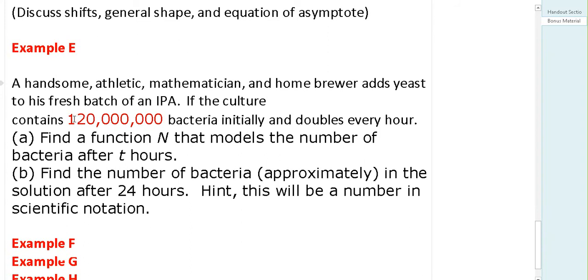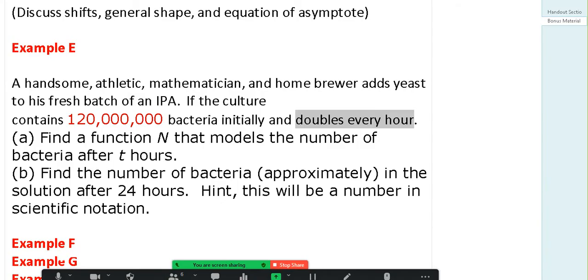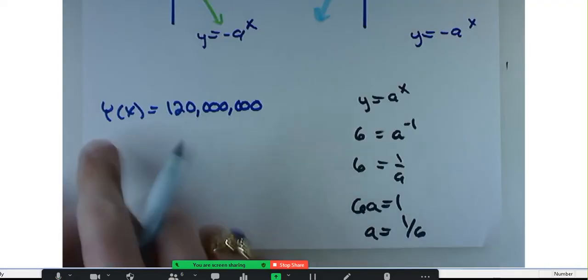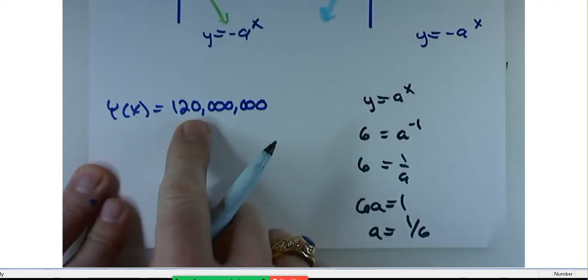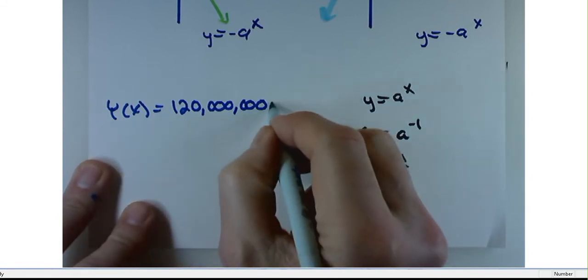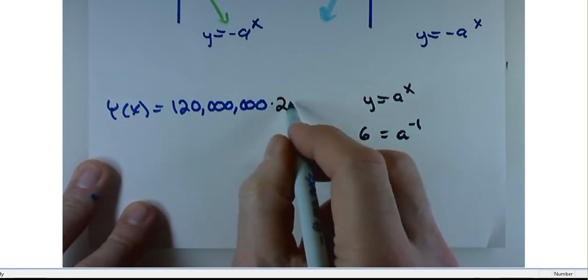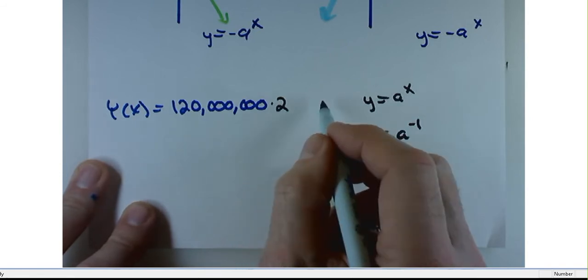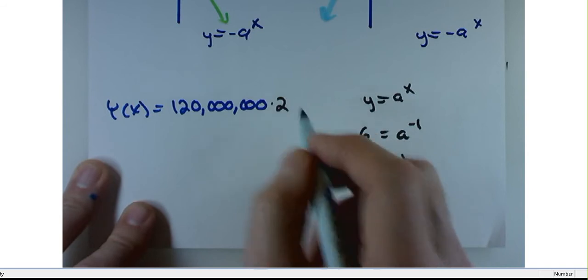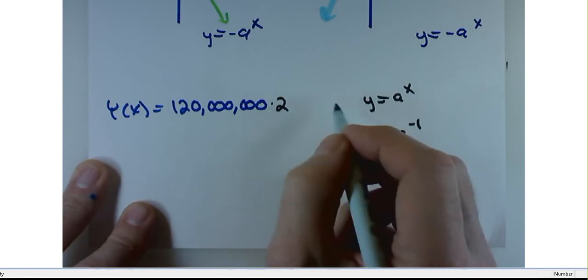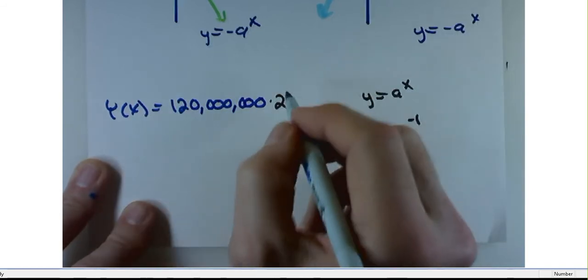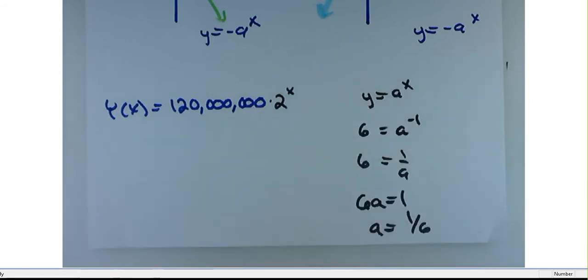But the important part that you should get here is that you're starting with 120 million bacteria and that it doubles every hour. So let's see here. That means y of x is going to be 120 million, and after an hour, it's going to be times 2. And then after 2 hours, it's going to be times 2 again, and then times 2 again, times 2 again. So really, you're going to multiply by 2 for every value of x here. And the fancy way to do that is 2 to the x power.